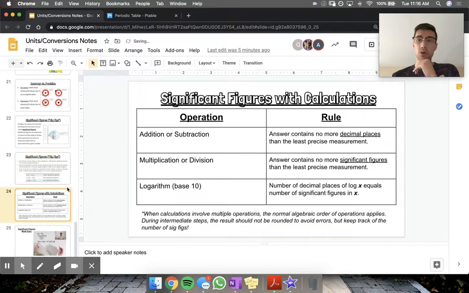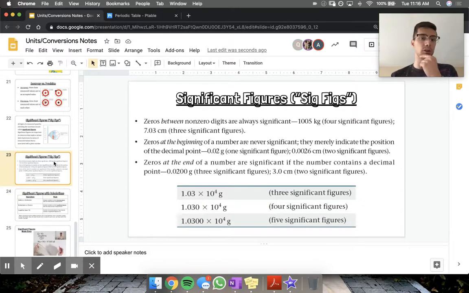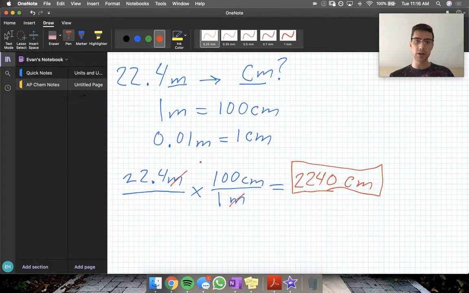I'll talk more about the rules on how to use them later on, so don't worry about this now, but just take a look at these. I might write them in your notes because it would be good to have so that you can look back on. But just know non-zero numbers, anything from 1 to 9, are always significant, so you're always going to count them. Now, what do I mean by you're always going to count it?